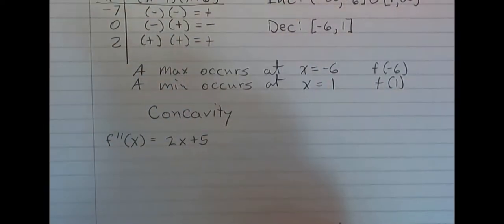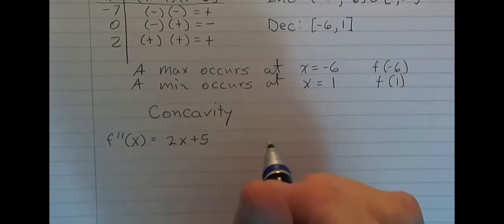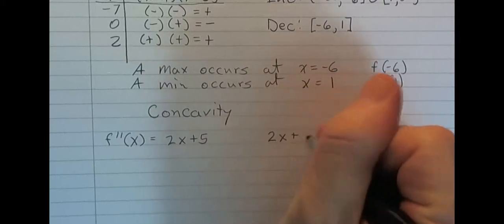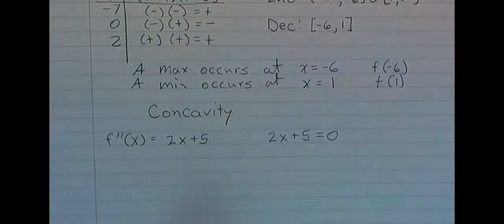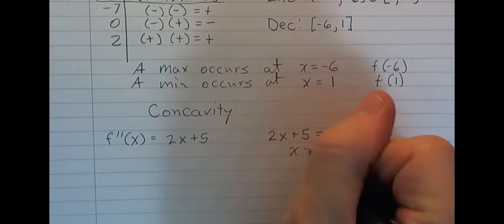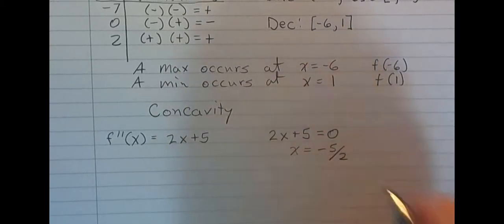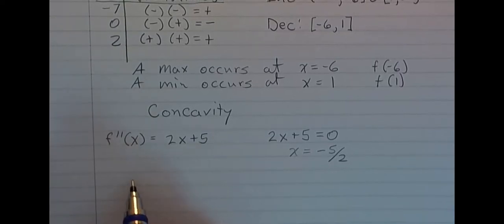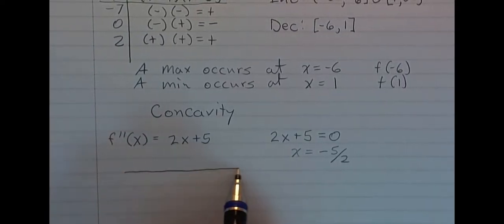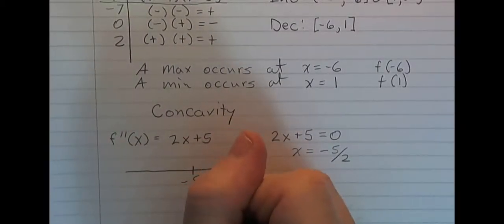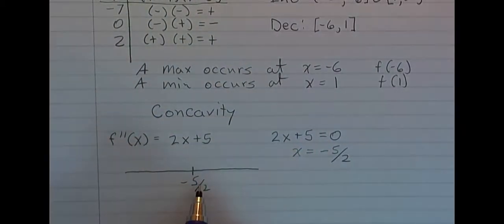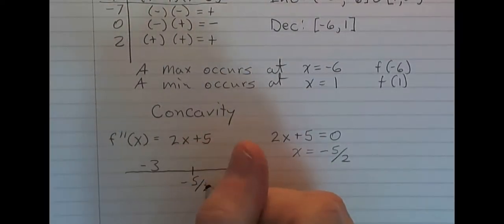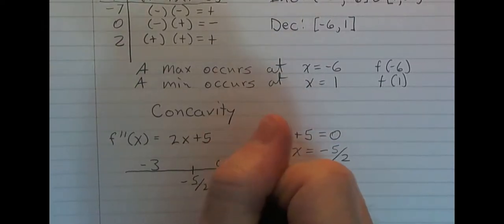Now I do the same thing I did earlier, except now I'm not getting critical numbers. I'm getting possible points of inflection. So here I go. I got 2x plus 5 equals 0. That gives me x equals negative 5 halves. Now, I repeat this same thing, deja vu here. We're just going through the same process again. I'm going to pick numbers less than negative 2.5, maybe negative 3, and then numbers bigger than negative 5 halves, which I'll just pick 0.